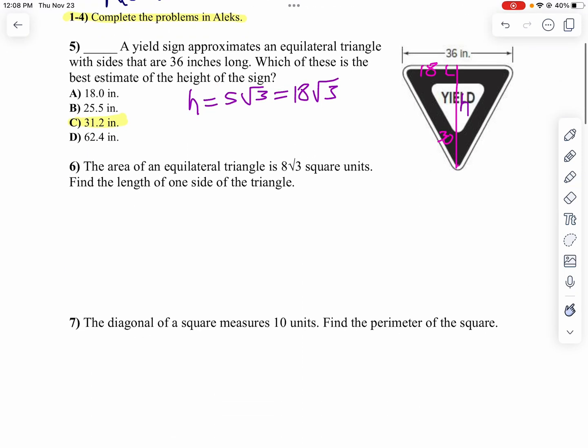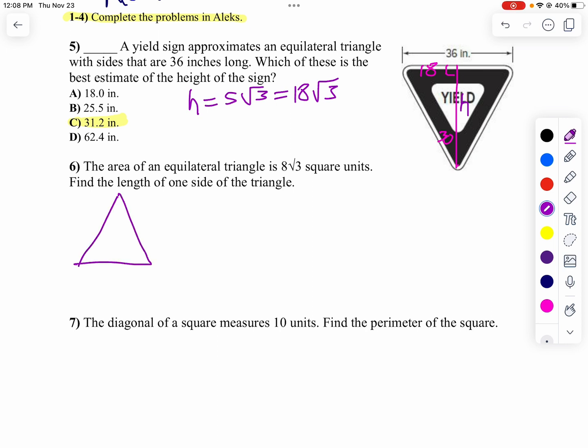Let's take question number 6. The area of an equilateral triangle is 8 times the square root of 3. Find the length of the side of the triangle. So let's draw this out. So what happens is I know my base is x, and I know that I have 1/2 x is half my base, and then I take 1/2 x times the square root of 3 would be my height.